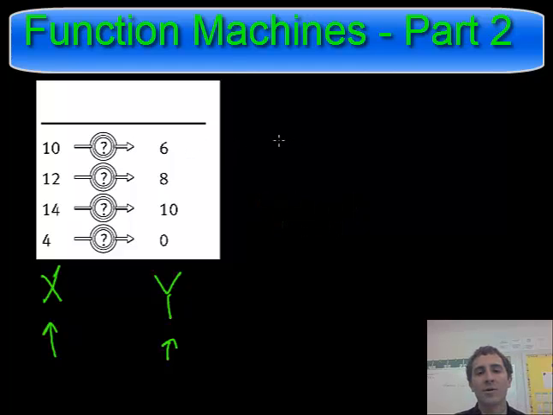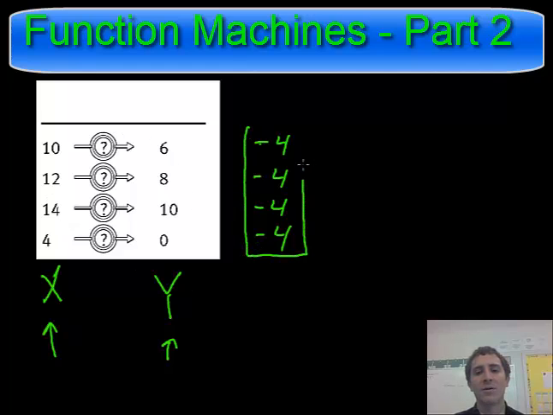Well, this one, I know 10 to 6 is 4 less, or minus 4. I know 12 to 8 is 4 less, or minus 4. I know 14 to 10 is 4 less, or minus 4. And 4 to 0 is 4 less, or minus 4. We can see all 4 of those have a minus 4. So I know the rule of this function. Rule equals negative 4. Really what we're doing today is as simple as that. Just looking at our X side, looking at our Y side, and looking at how we're getting there.